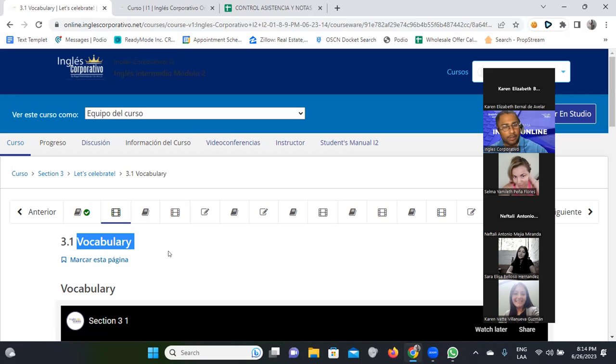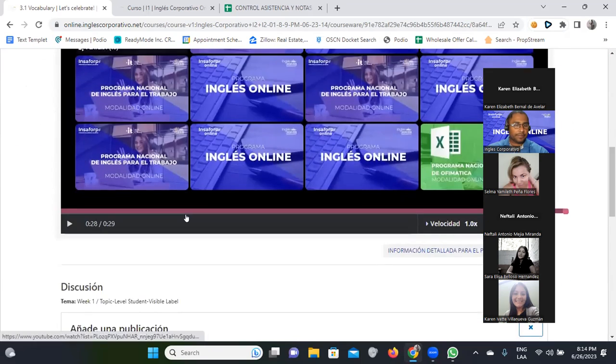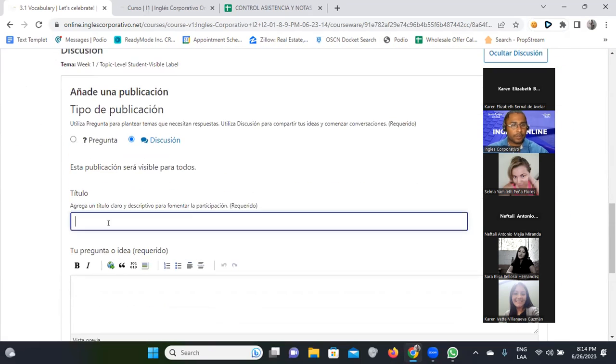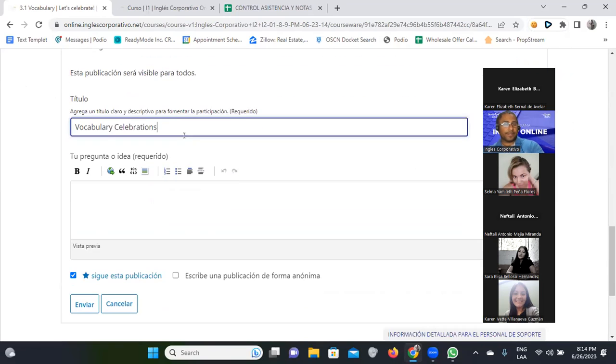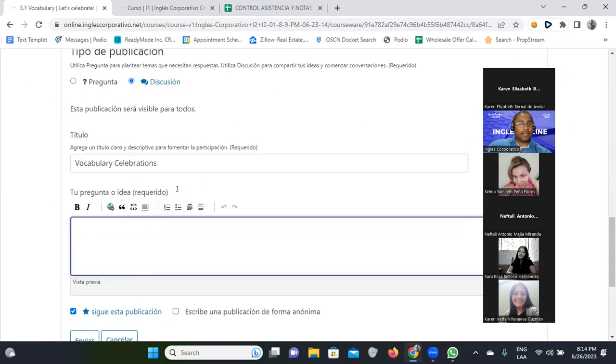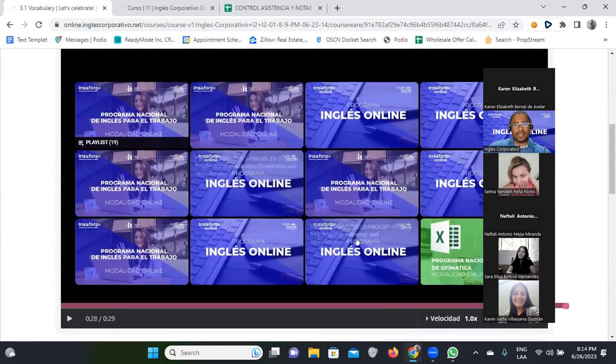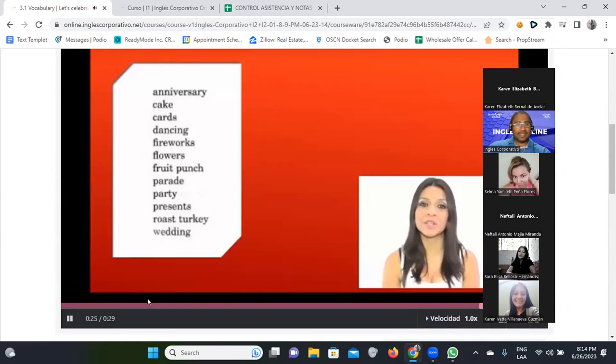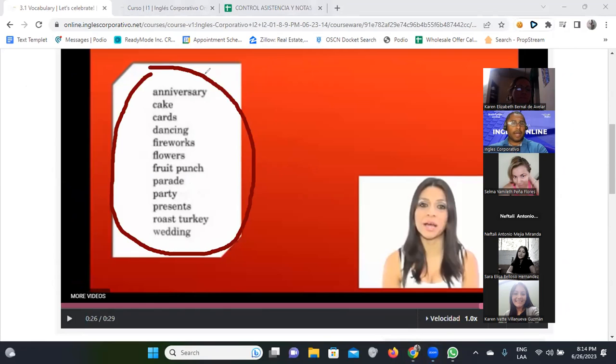You're going to write vocabulary. And then you're going to put celebrations. Good times. And then you're going to give me at least 5 examples using this vocabulary. Let me give you an example.